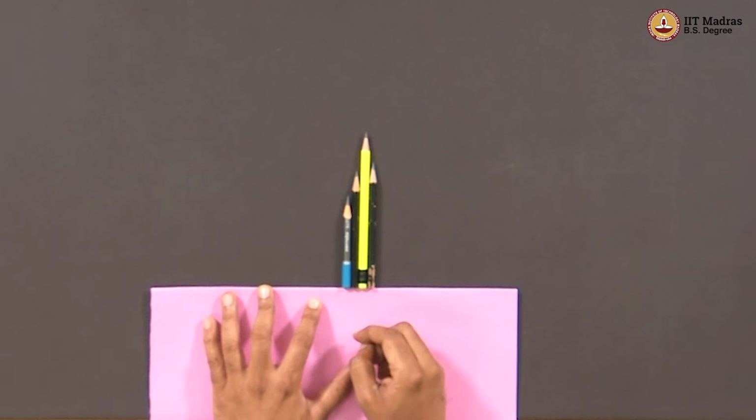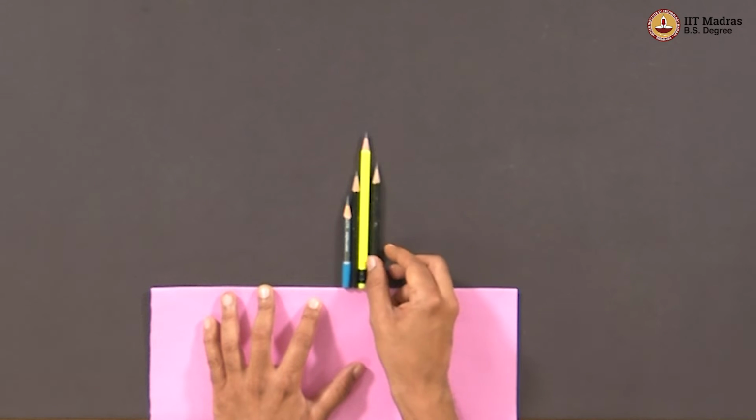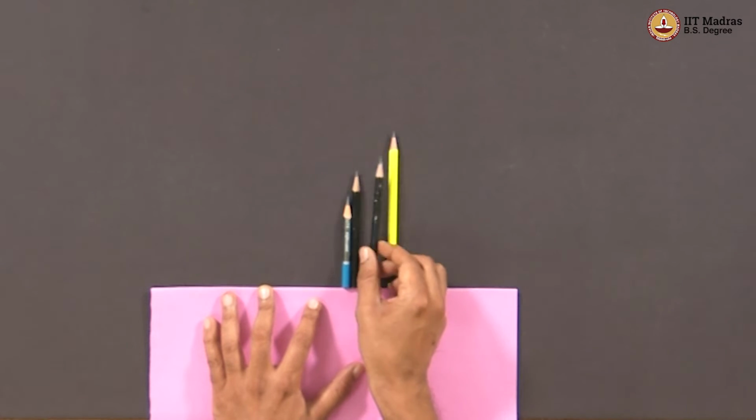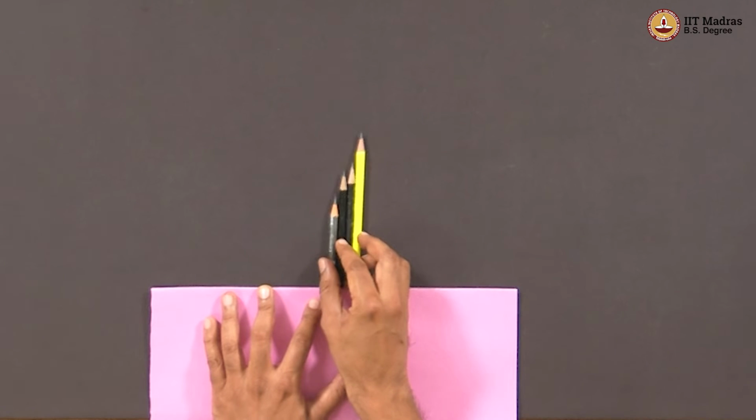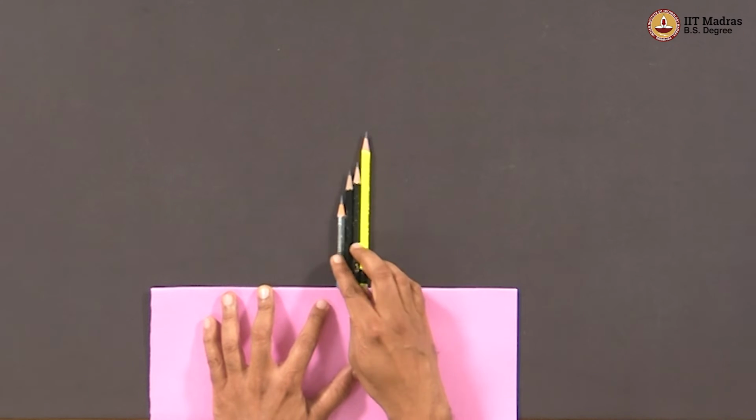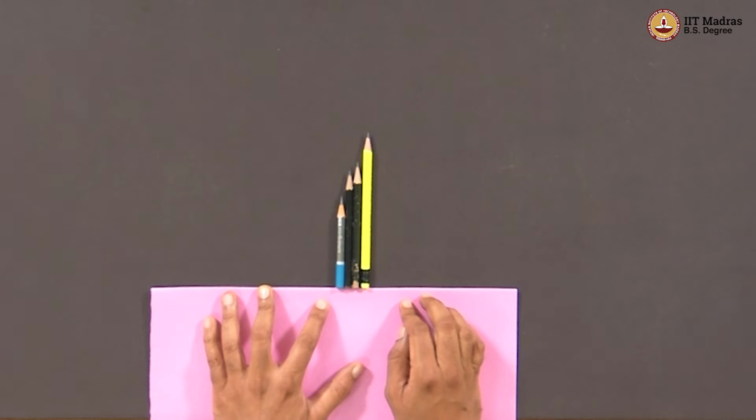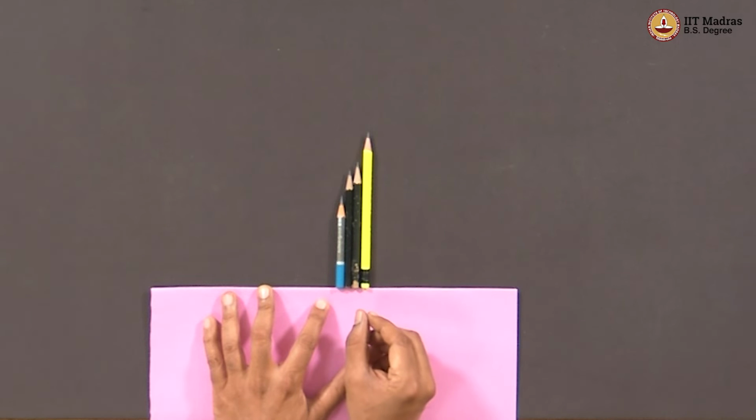Okay, so the first 3 look okay, but this fourth pencil is certainly shorter than the third pencil, and so I interchange these two. And now they are all sorted. So, you see that just by interchanging adjacent pencils that were out of order, I have been able to rearrange all the pencils in increasing order of length.